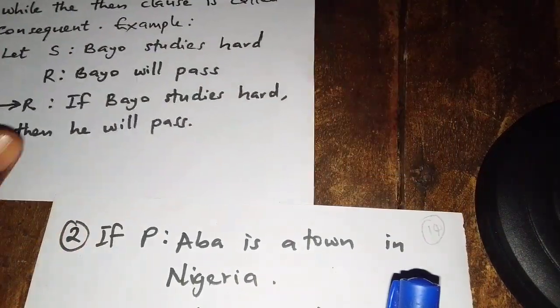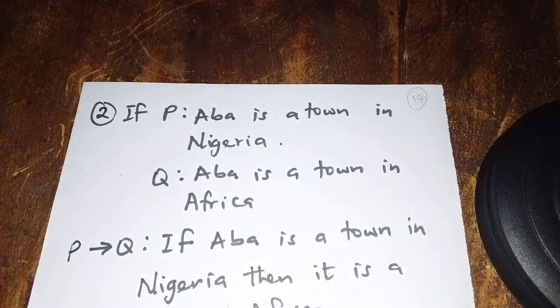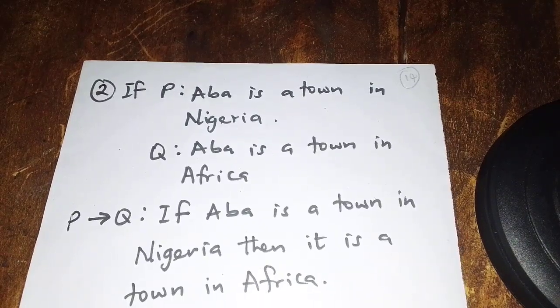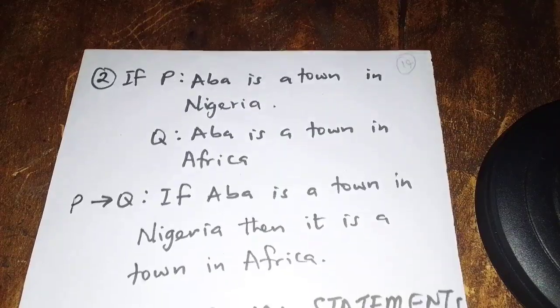Let's look at another example. If P is Aba is a town in Nigeria, and Q represents Aba is a town in Africa. So if we want to say P implies Q, it means if Aba is a town in Nigeria, then it is a town in Africa.